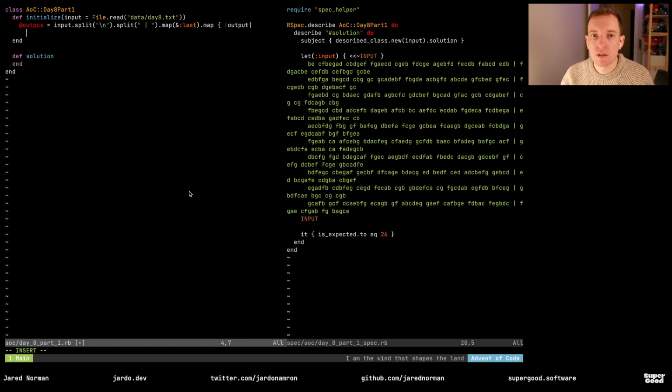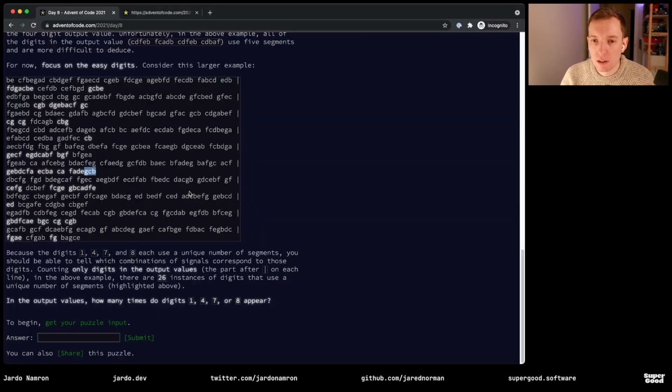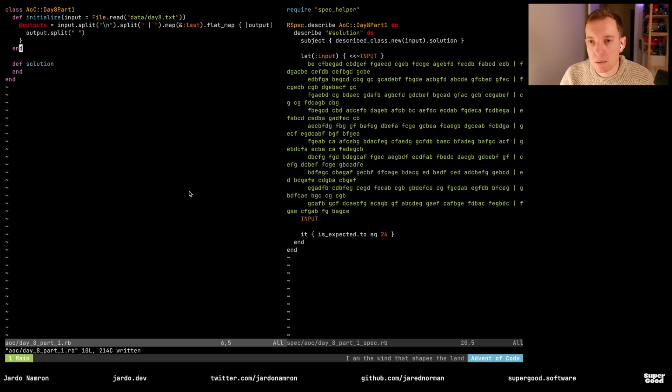Output, and we'll break that into words. I think that'll give us a basis, and then we can just flat map this because we don't actually care about anything to do with these. We just want to know how many times those digits appear at all.